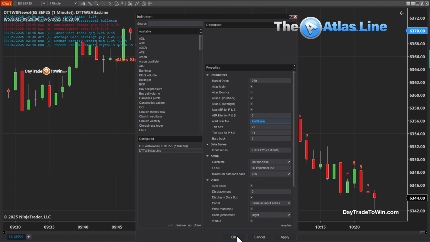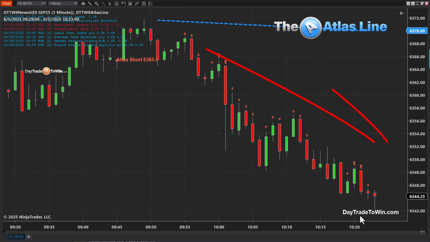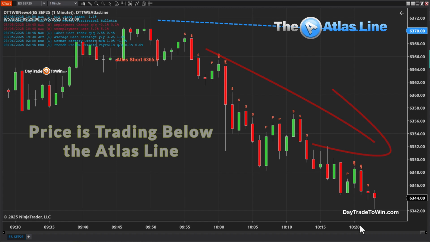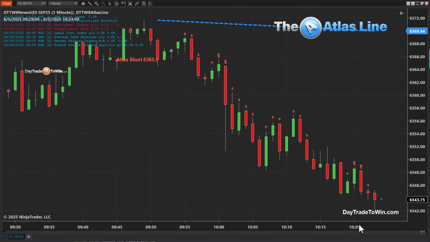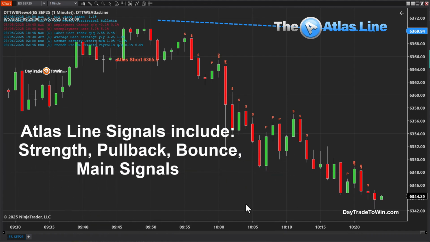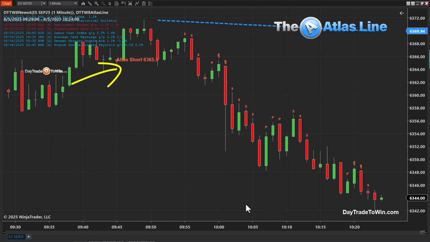Now, the market's moving lower. There's a lot of sellers. The price, the candles, are below the Atlas Line. That means that we should be focusing on short signals, short trades. We should be selling the market, but for a specific reason, whether it be a strength trade, which the Atlas Line provides, bounce trades, pullback trades, or even the main signal, which you can see there. The main signal says Atlas Line short. So the Atlas Line provides signals such as strength, pullback, bounce, and the original main signal which starts the move.